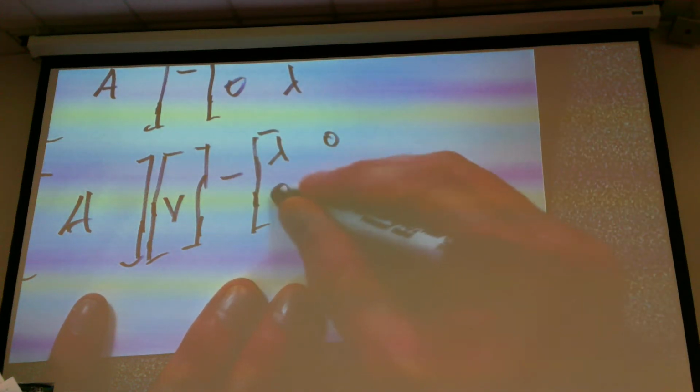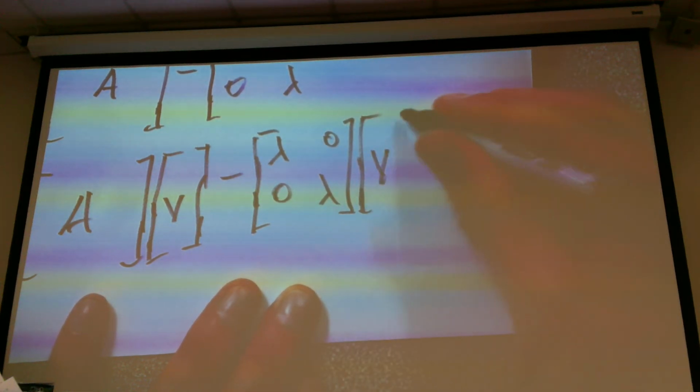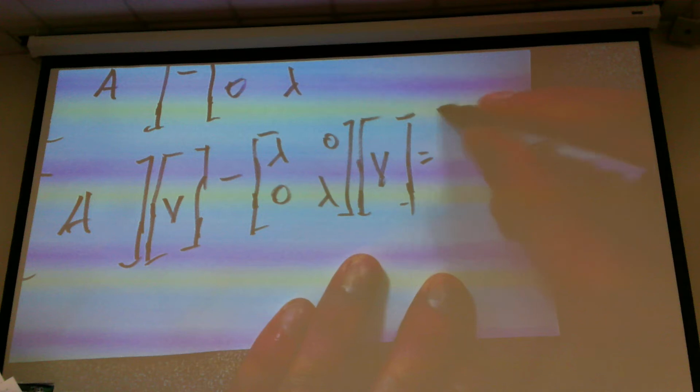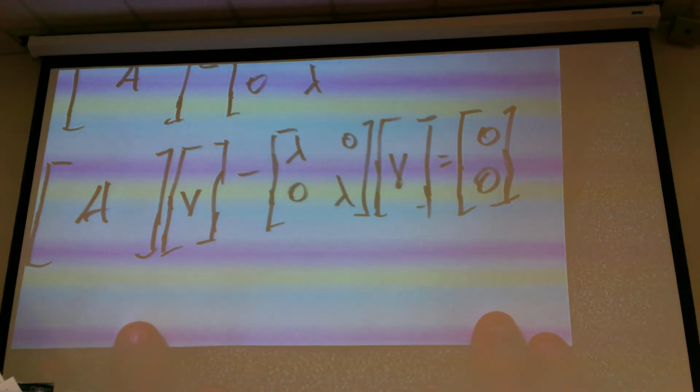So this would mean that matrix A acting upon vector V, now minus, like I said, let's assume this is 2x2, lambda 0, 0, lambda, now acting upon V, this would equal 0 and 0. Okay. Well, I've got a common V in there that I can pull out of this thing.